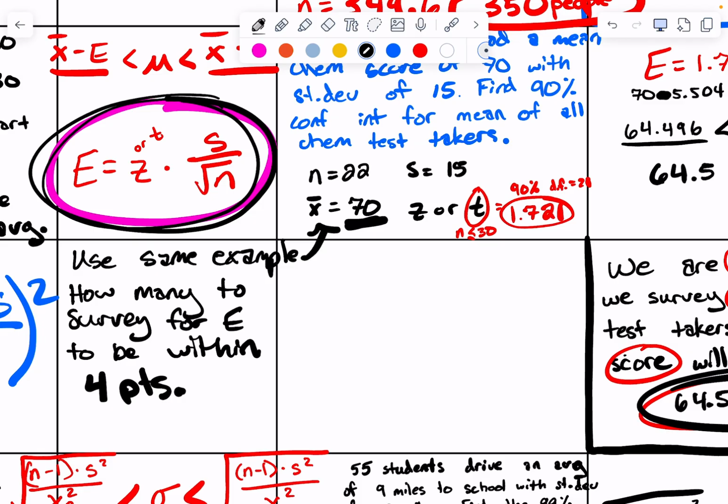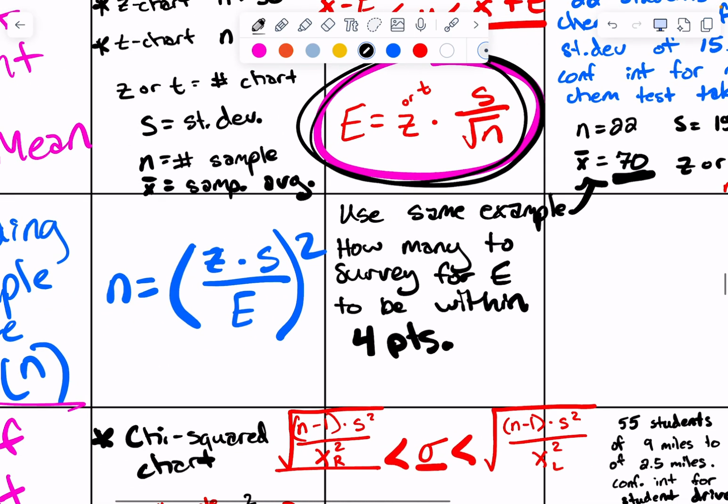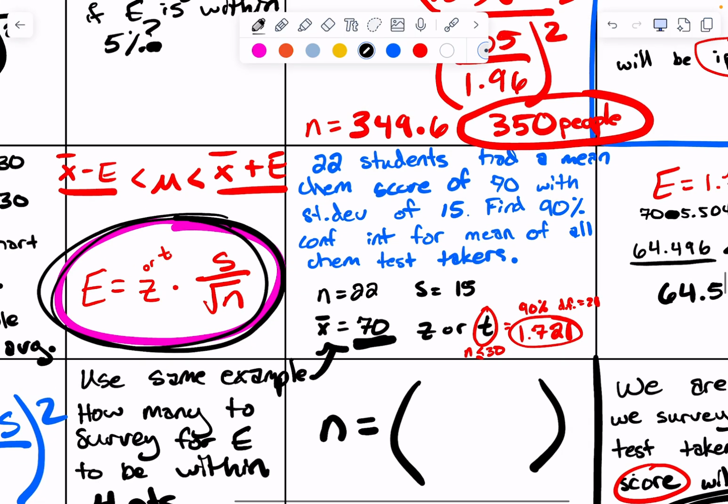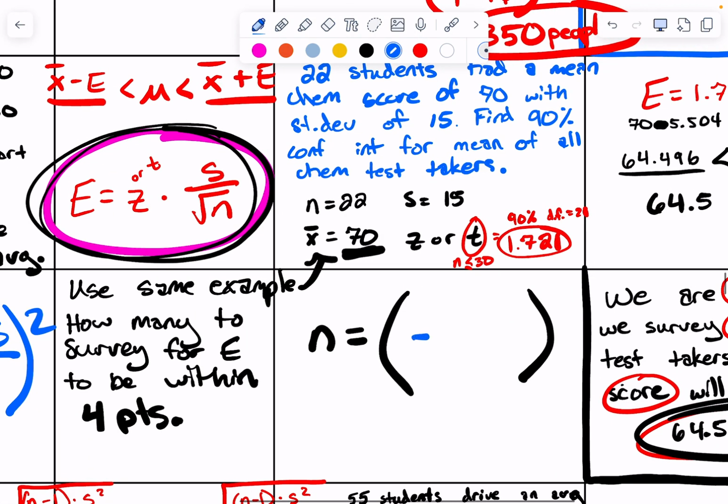More than 22, right? Okay, so I use this formula. I need n is equal to, I have to know what z is. Up here, we used the t-chart because n was less than 30. But the problem is we're trying to solve for n. So we can't use the t-chart because we have to know degrees of freedom. So that's why you use the z-chart. What z do we use for 90%?